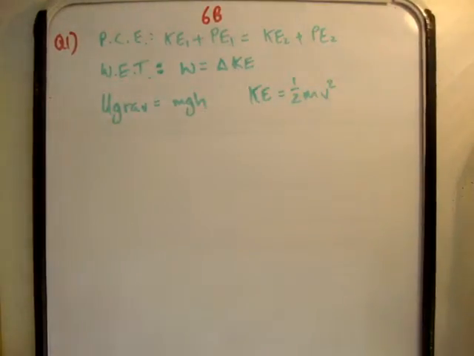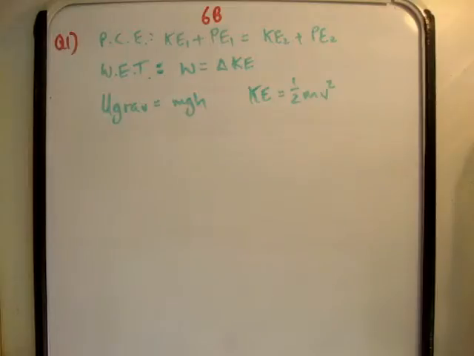Okay, in this video I'm going to begin exercise 6b of the book Fundamental Applied Mathematics. We're on page 162 and the question is 1. It reads: a projectile is fired from level ground at 20 meters per second. Find the speed of the projectile when it is 10 meters above the ground.